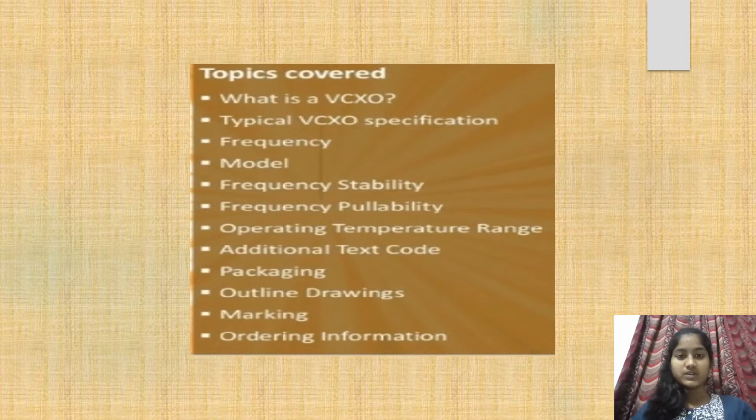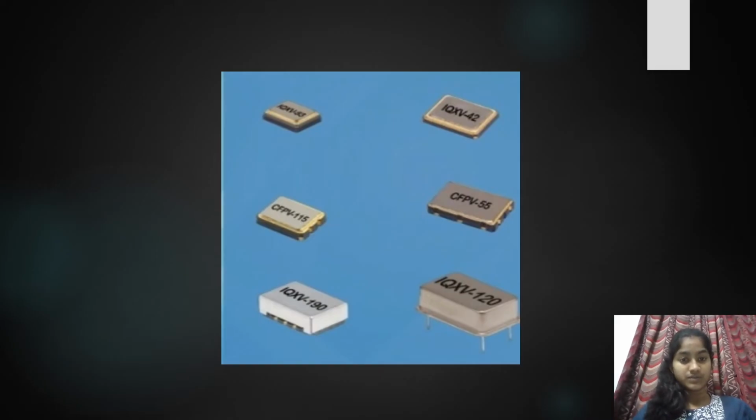What is a VCXO? Typical VCXO specification, frequency, model, frequency stability, frequency pullability, operating temperature range, additional text code, packaging, outline, drawings, marking, ordering information.